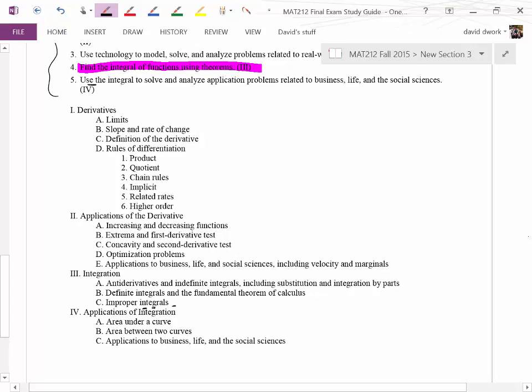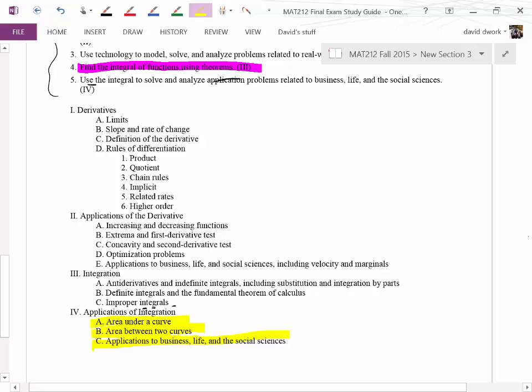Word problems using the integral to solve, analyze application problems related to business, life, social sciences. So this is where we talked about the area between curves, and the area under the curve, and understanding what does an integral mean. Area under the curve. How do you find area between two curves? And then of course applications.